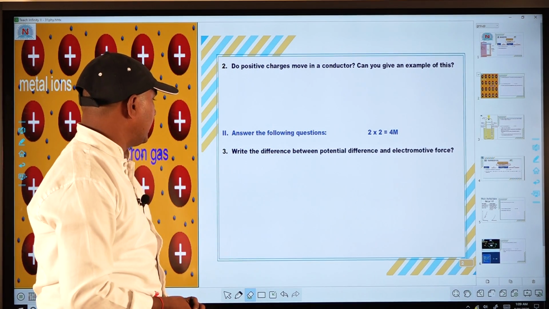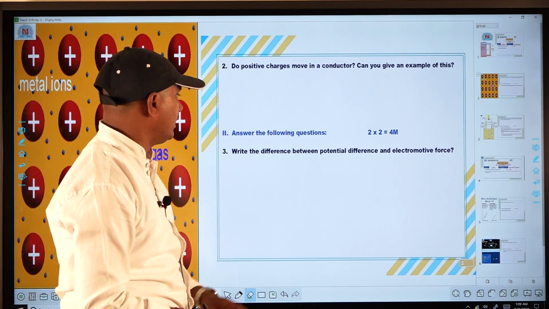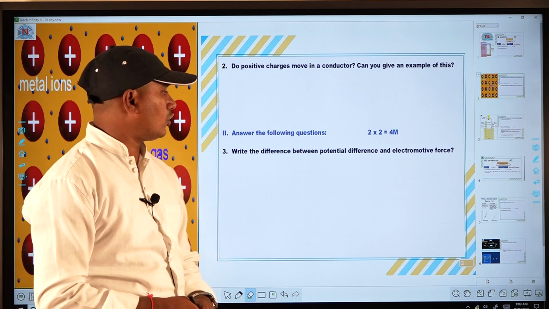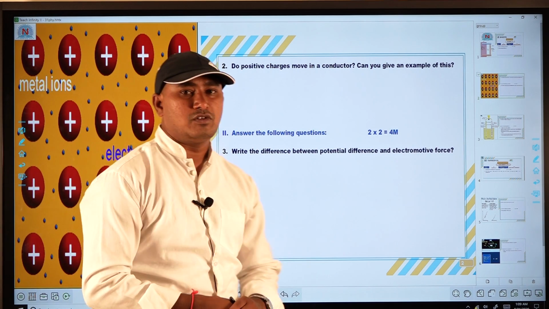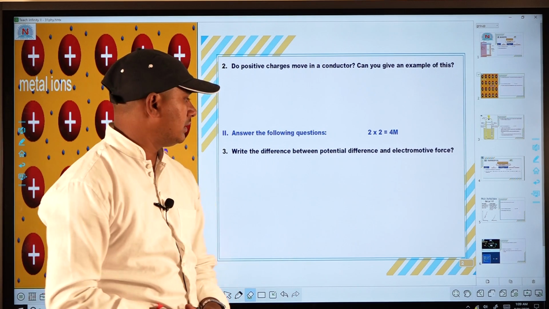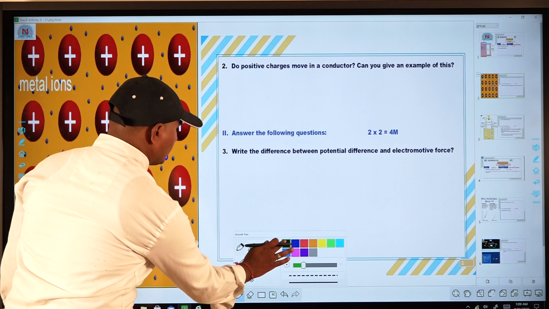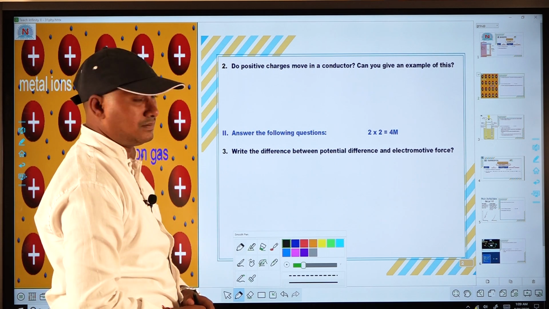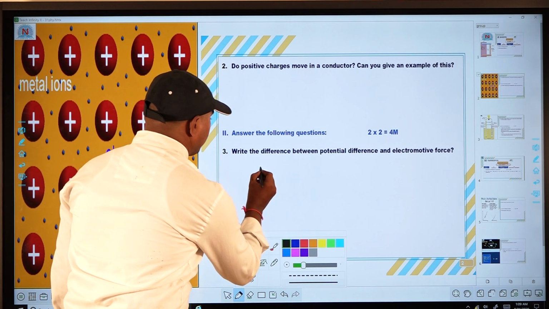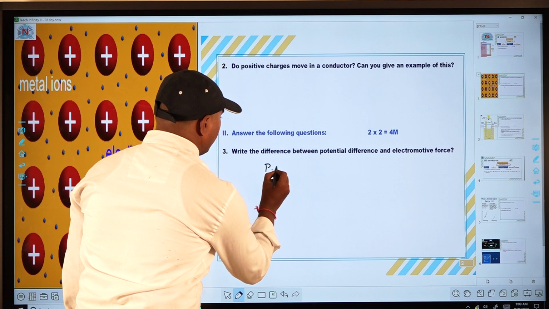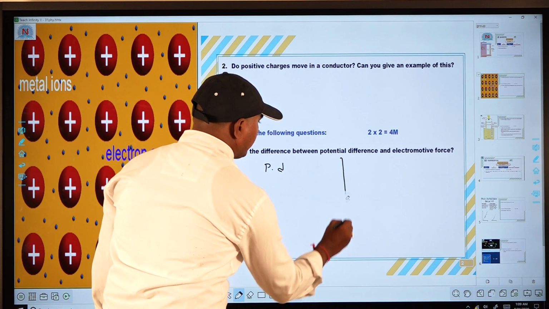Next, see the question here. Write the differences between potential difference and electromotive force. So electromotive force is nothing but EMF. See here, what are the differences between electromotive force and potential difference?